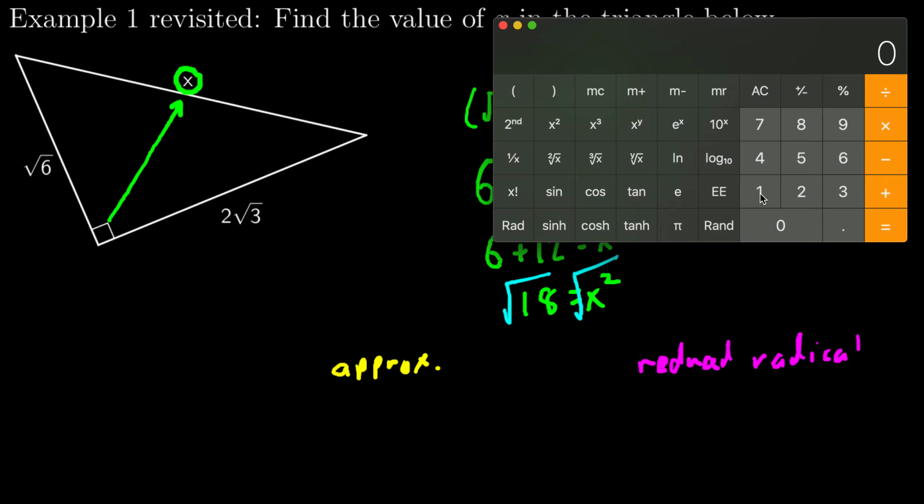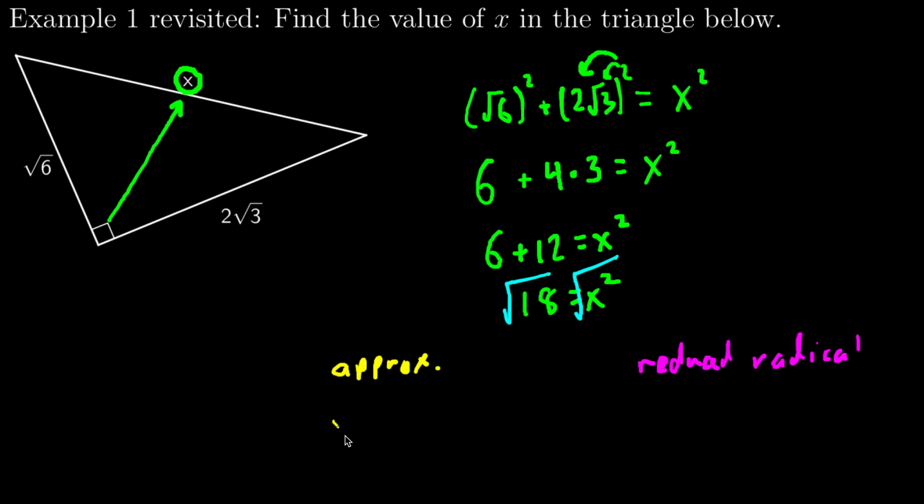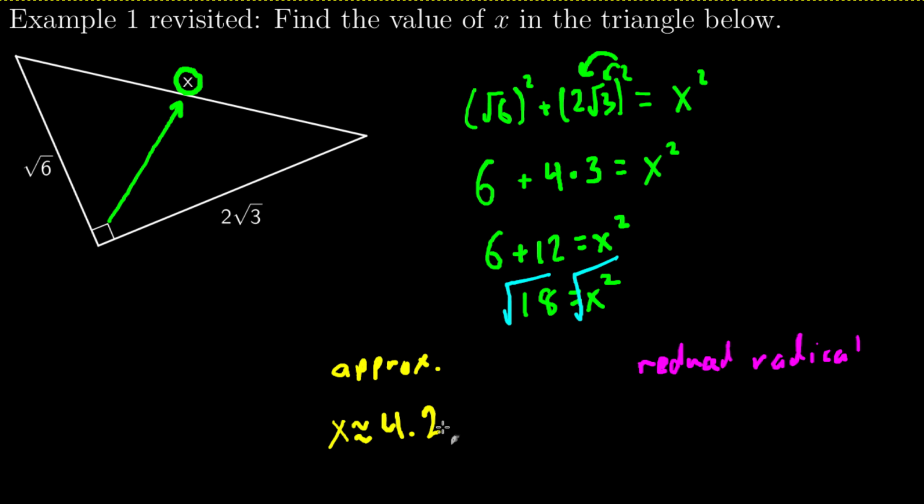But let's go ahead and say, okay, check first of all to make sure I don't have a perfect square. And I don't, so I will write down 4.243. So x is approximately 4.243. Okay. And then the other form I need to break down.